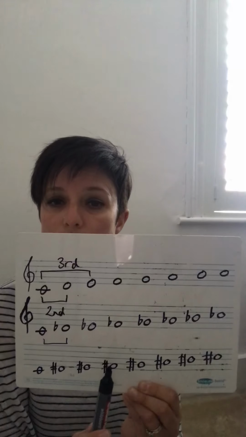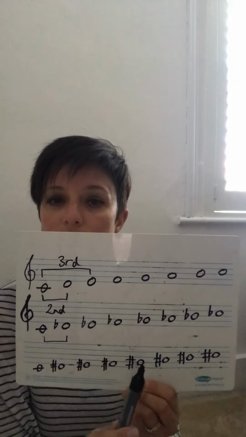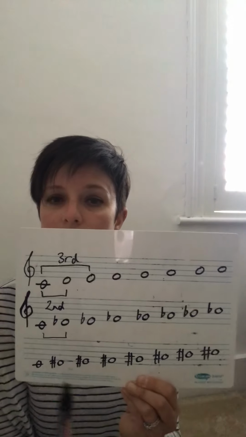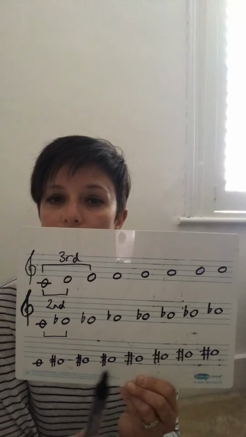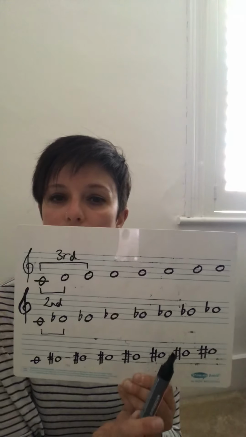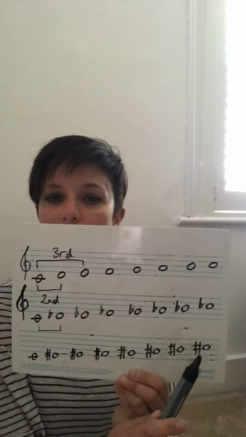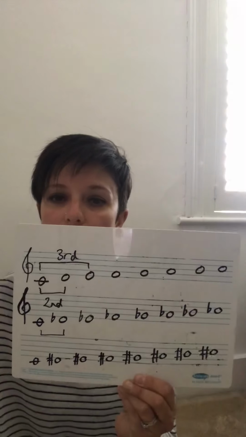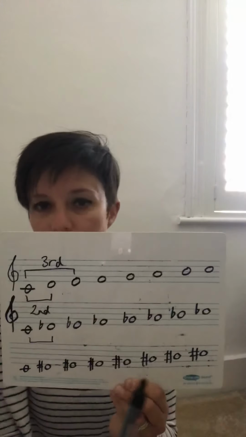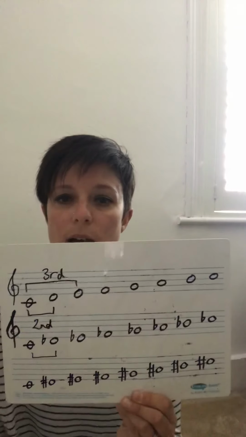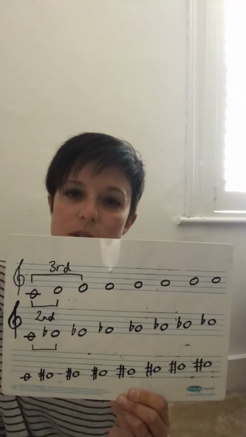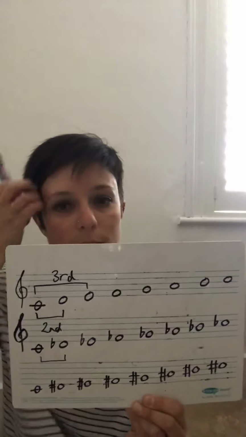C to F sharp, augmented fourth. C to G sharp, augmented fifth. C to A sharp, augmented sixth. C to B sharp, augmented seventh. And C to C sharp, augmented octave or eighth. So you see the perfect intervals are the same as the major in this way, in terms of just stretching them, they all become augmented.